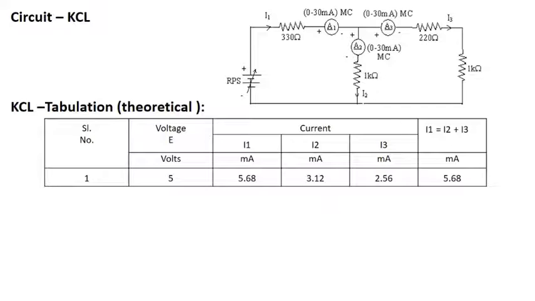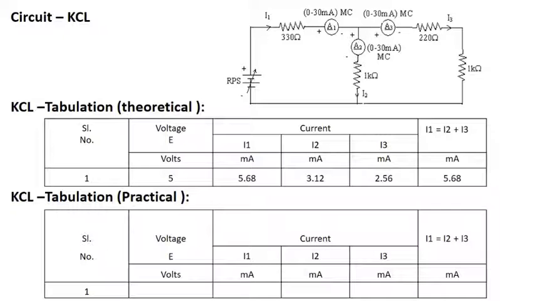So you need to do it in the breadboard by connecting as shown in the circuit diagram, and you need to note down the ammeter readings 1, 2 and 3. You need to add 2 and 3 to get your I1 reading.